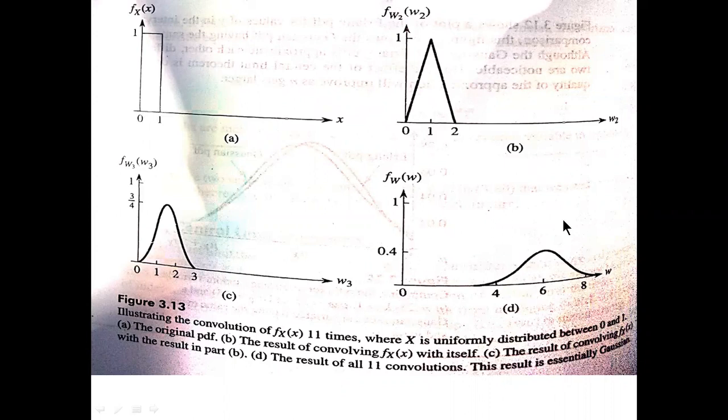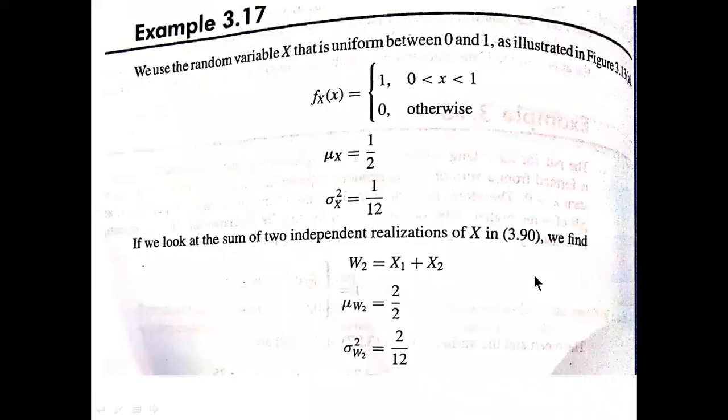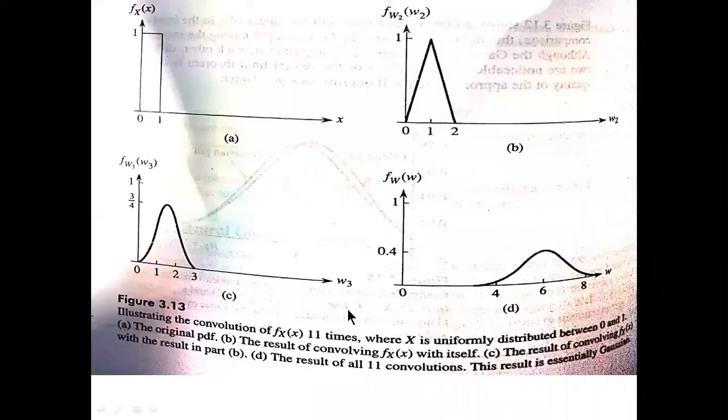Because the value here will just correspond to 11 times the value. So essentially, here itself it is almost becoming like a Gaussian. Here it will be a perfect Gaussian.